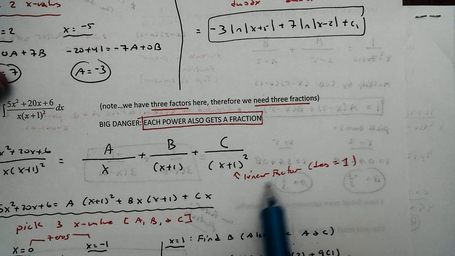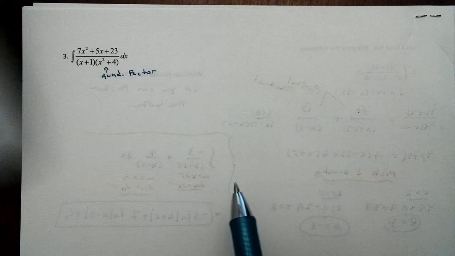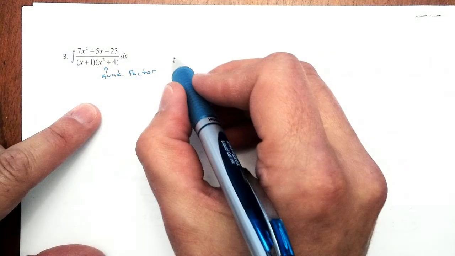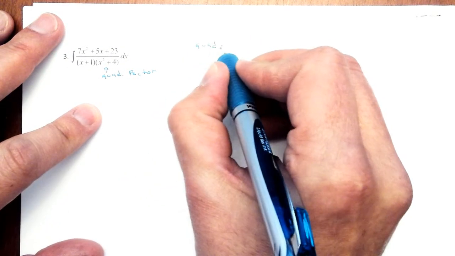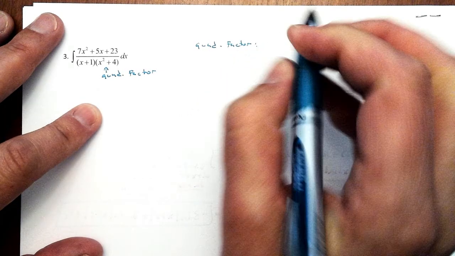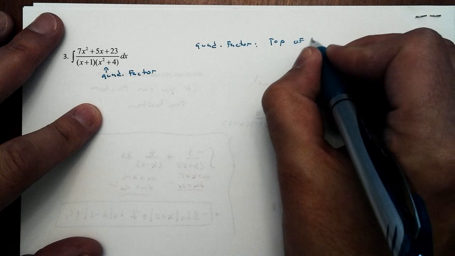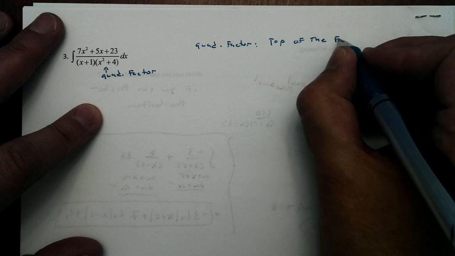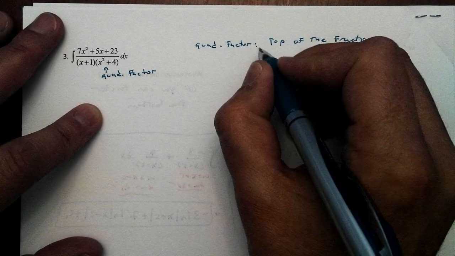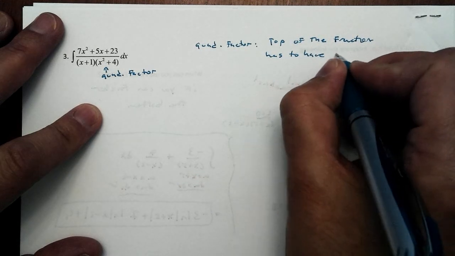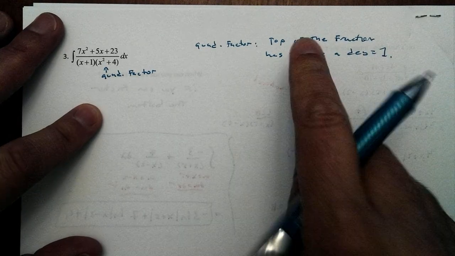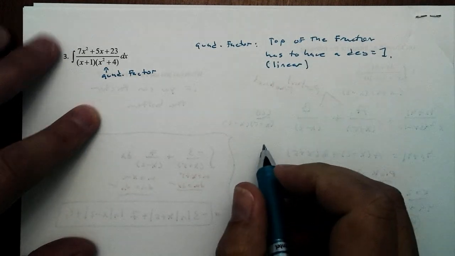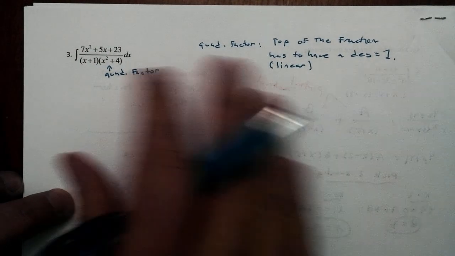This is still considered a linear factor because the degree on x is still 1. But over here, the degree on x is 2. So this is a quadratic factor. So what that means for us, if we have a quadratic factor, is that the top of the fraction has to have a degree of 1 when we decompose this. In other words, the top is going to be linear. So let's see what that will look like in terms of our problem.